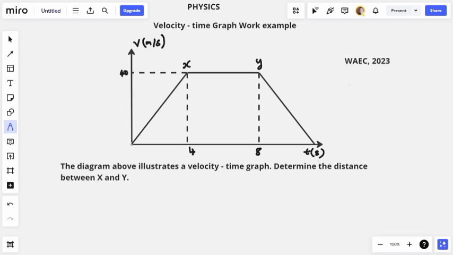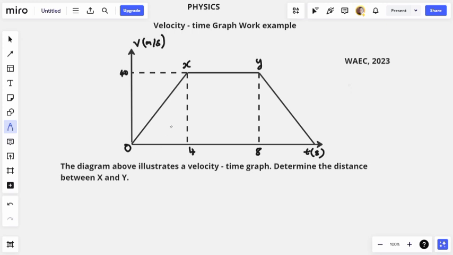And we know that between the origin, that is 0, to point x represents what? Acceleration, when the body is accelerating. Then between x and y represents when the velocity remains constant. That's when the body is not accelerating. Acceleration between x and y is 0. Then between y and this last point is deceleration. So we have to find the distance covered when the body wasn't accelerating.